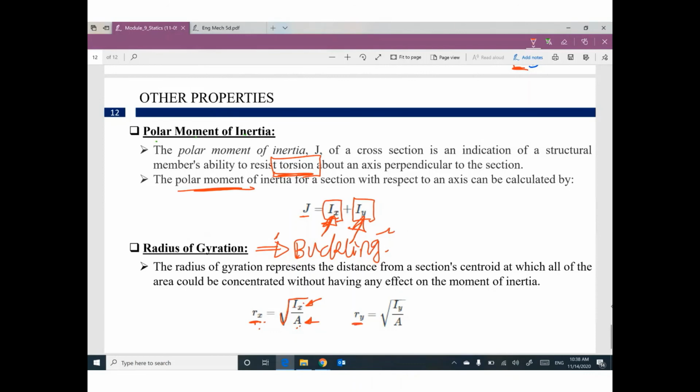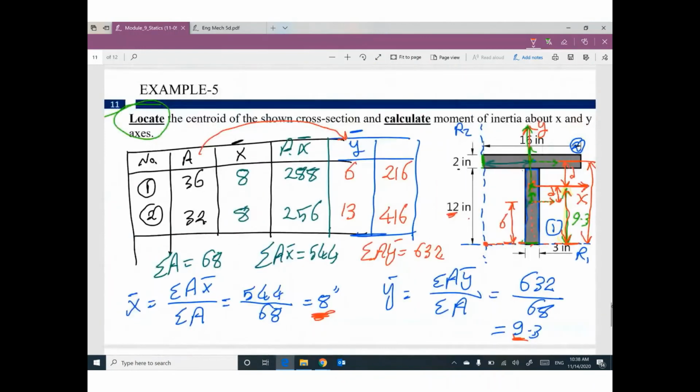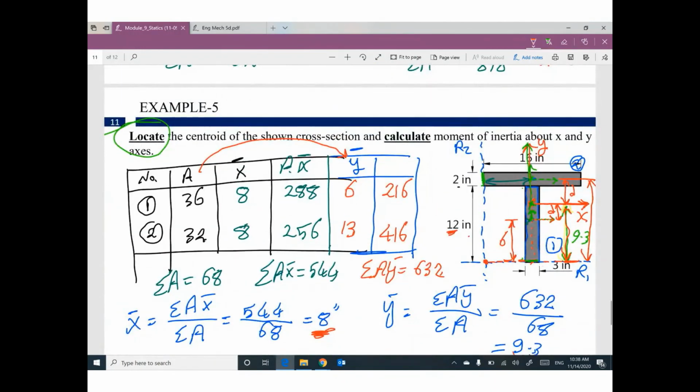We have another radius of gyration about Y, but these properties are just for your information. We have the polar moment of inertia to support torsion. We have the radius of gyration to resist or support buckling of long members. But in this course, we need to focus only on how to locate the centroid and how to calculate the moment of inertia about the x-axis and y-axis.